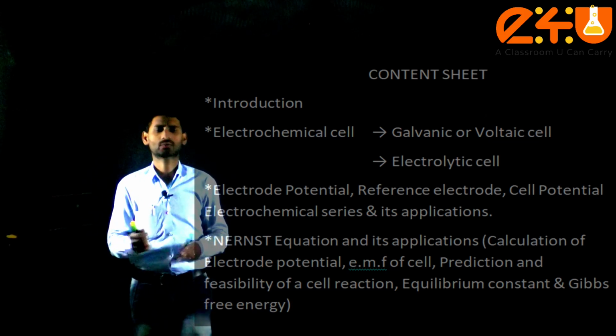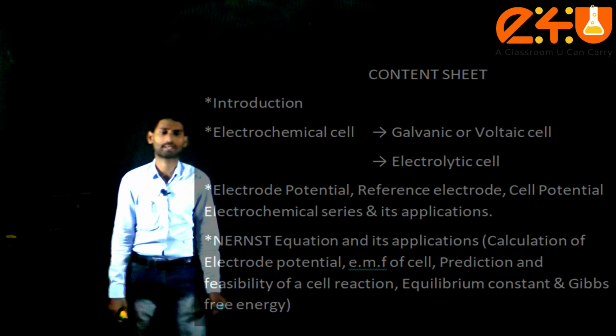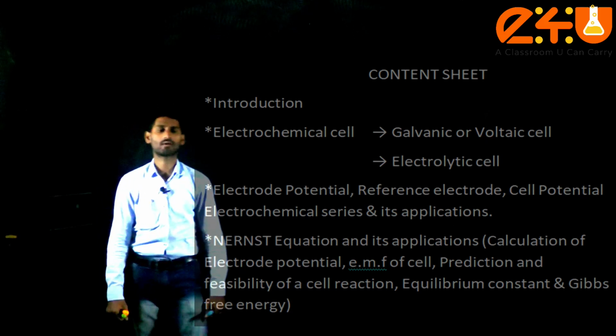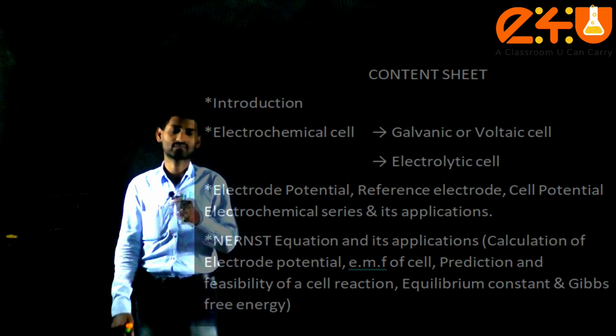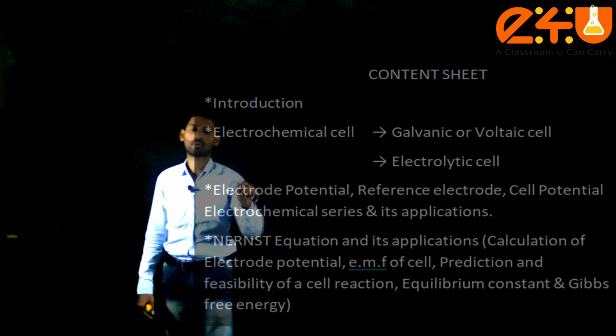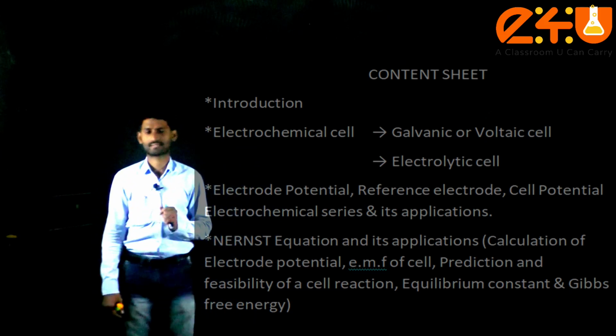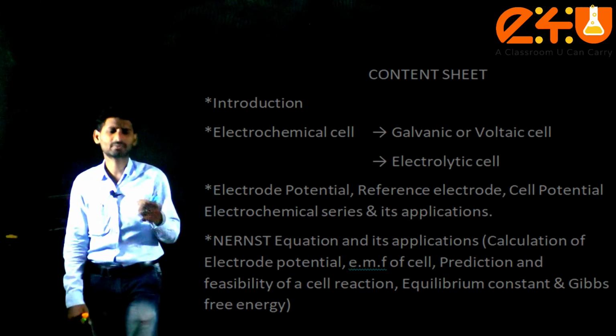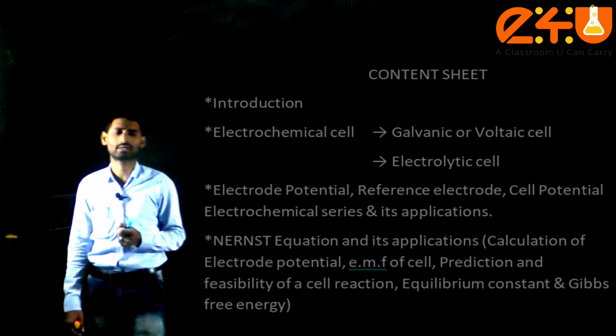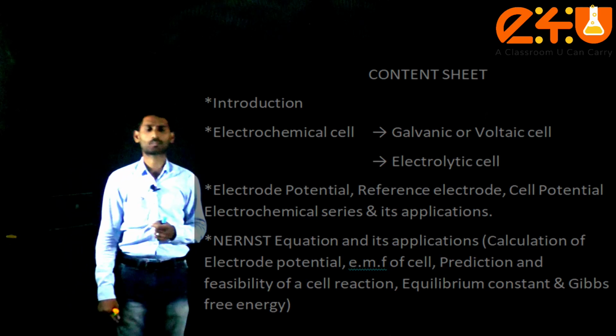In that, electrochemical cells are generally classified into two types: galvanic or voltaic cell, and the second one is the electrolytic cell. And what are the points of difference between galvanic and electrolytic cells? Next, some terminology related to the electrochemical cell, that is electrode potential.